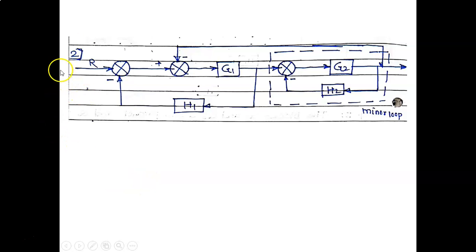Therefore, you have drawn the diagram. Therefore, this second problem. This is the first summing point. This is the second summing point. Block G1 is there. Then this takeoff point is there.